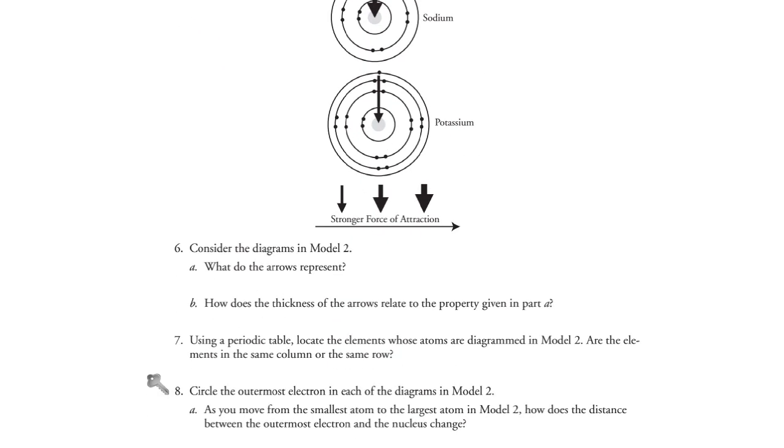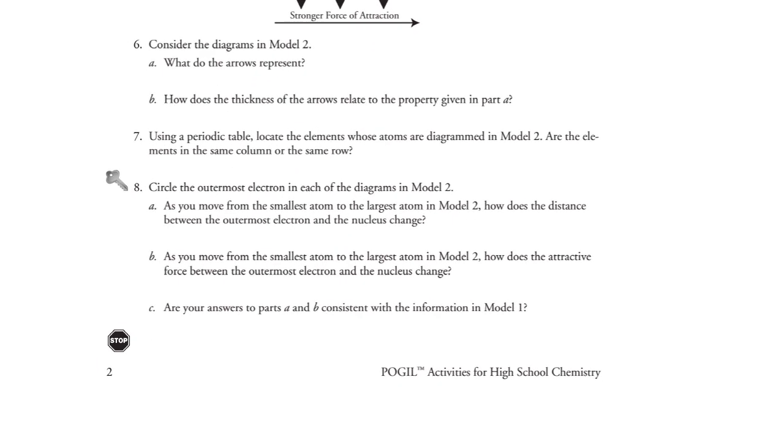On to Model 2, the alkali metals. Consider the diagram in Model 2. What do the arrows represent? How thick they are represents the force of attraction. How does the thickness of the arrow relate to the property given in part A? A thicker arrow equals stronger force.